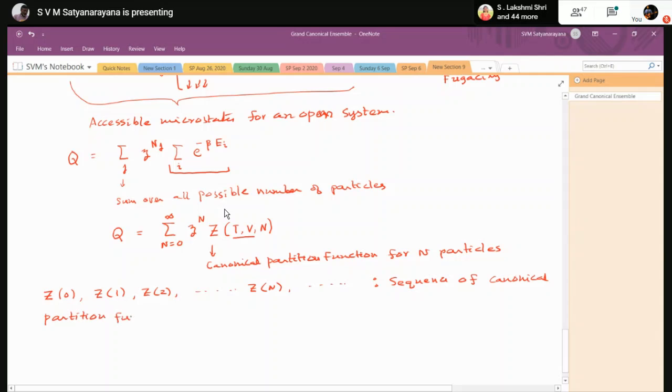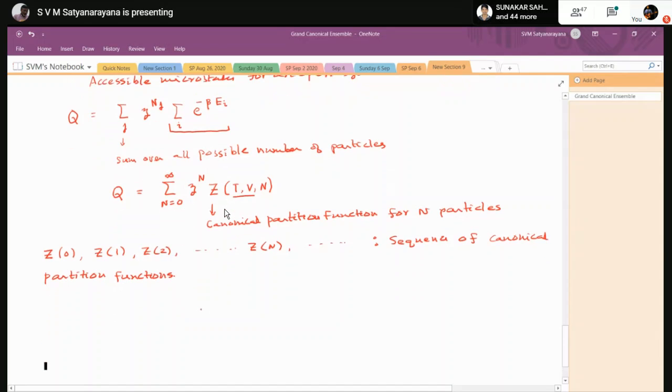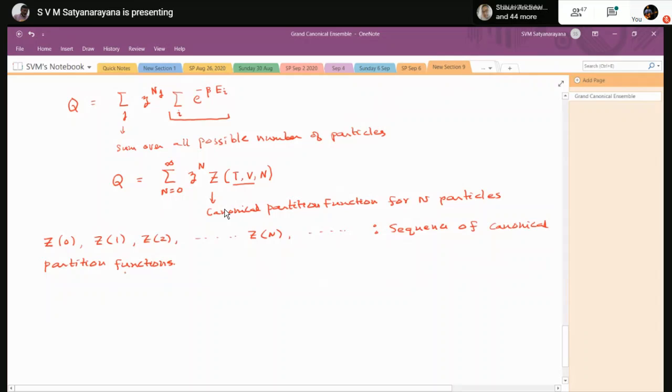Canonical partition. Now, whenever you have a sequence of canonical partition functions like this, and then you write down something like this, what can you say about this Q?